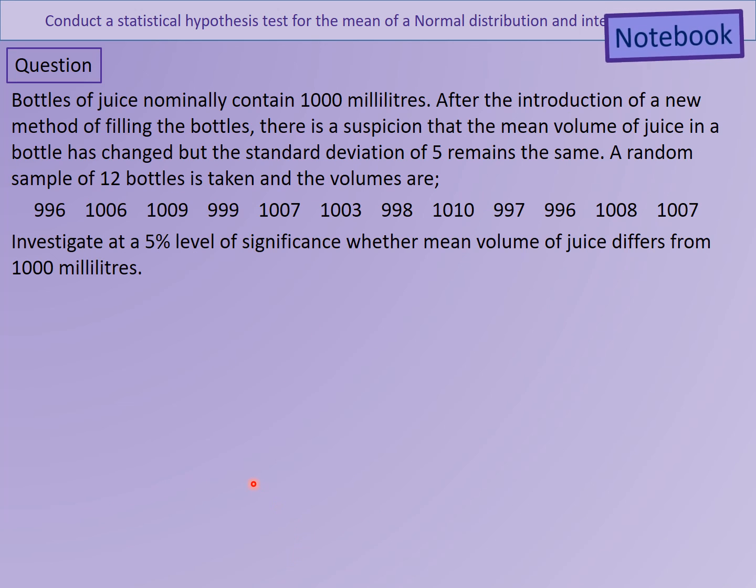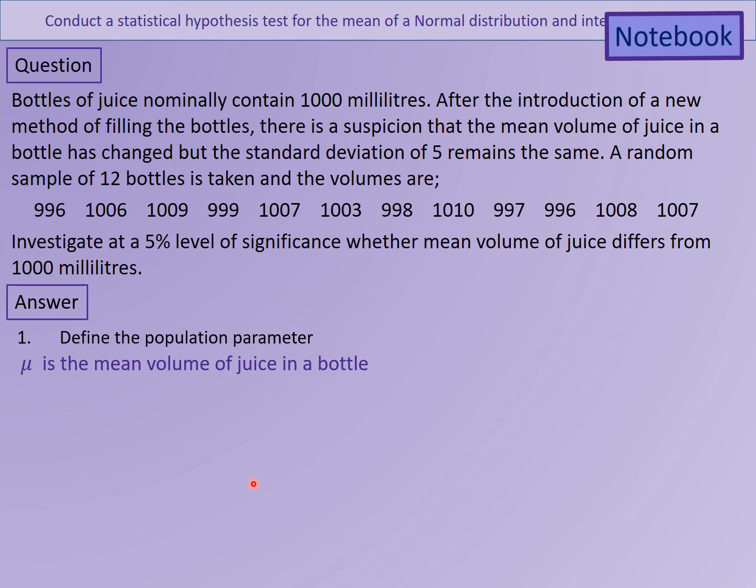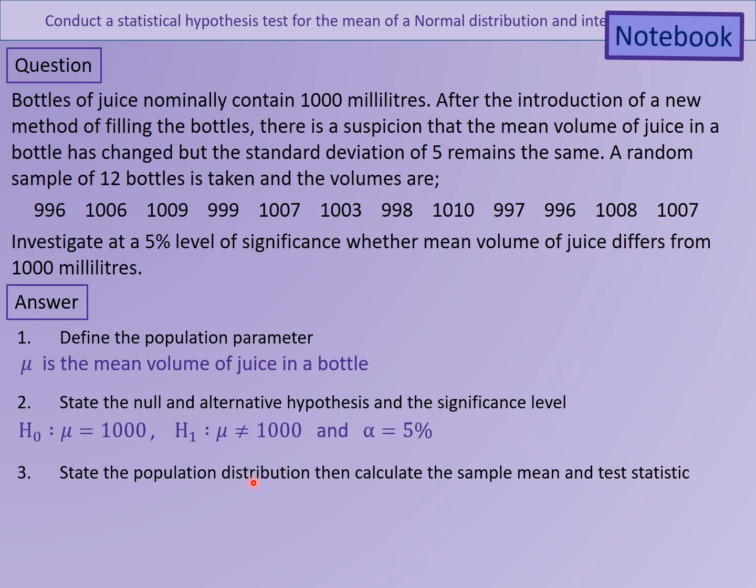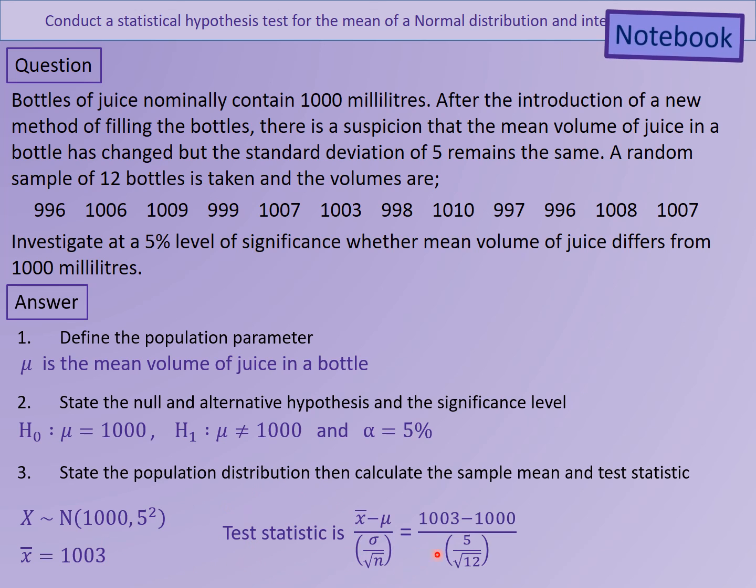Okay, so we're going to just recap on that previous question and look at the difference between using that alternative method. Most of it's the same though. You'll still define the population parameter. So that bit's the same. You still write the null and alternative hypothesis and the significance level. That part's the same. State the population distribution and calculate the sample mean. Same as before, no difference. So we've got that, we've got 1003. We've got the test statistic and we know it still comes out to be 2.078.